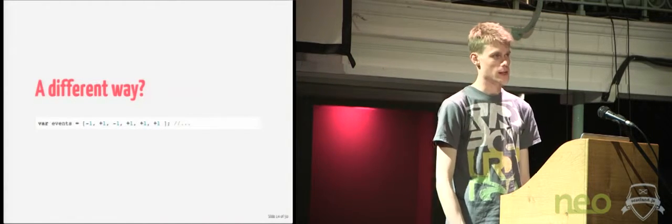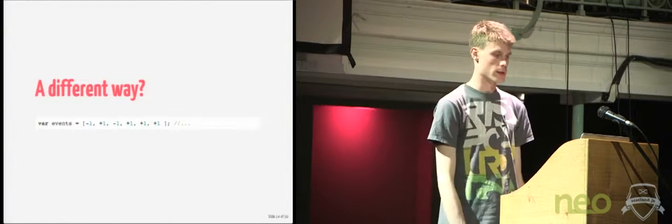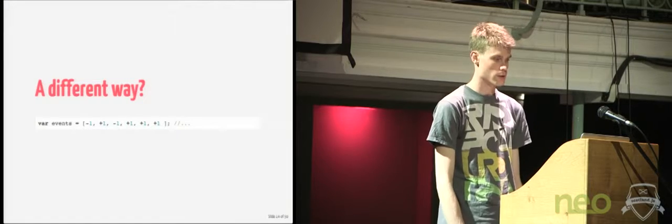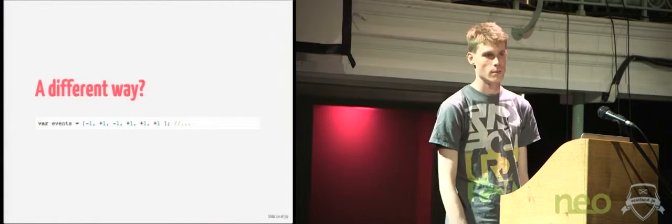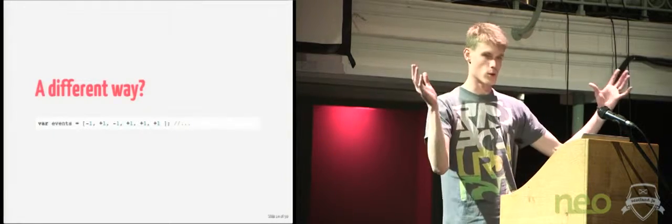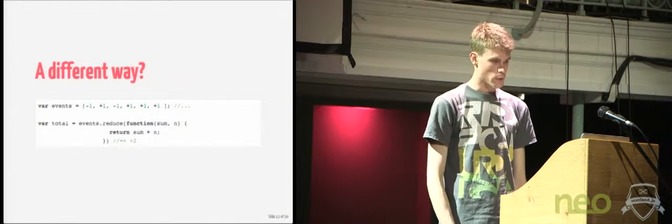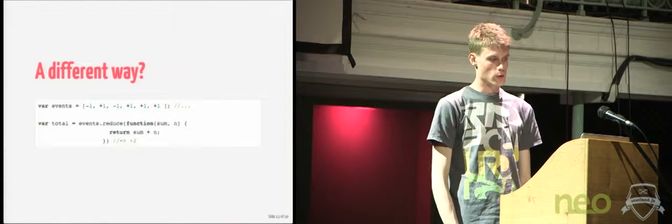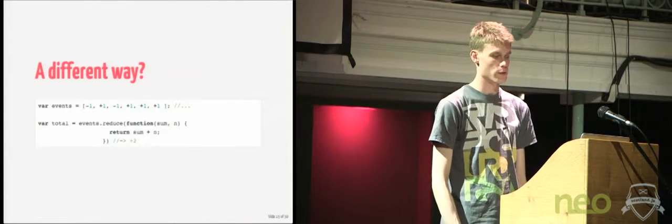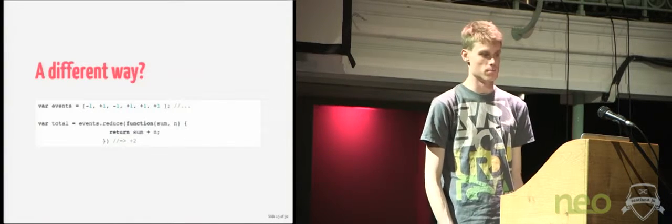What if we could represent the clicks on those two buttons as a list of plus and minus ones? So rather than maintaining just the total state, we represent the whole history of the clicks on those buttons. And what if we could call functions on that list, like reduce, which I'm sure you've seen if you've done any kind of array operations.